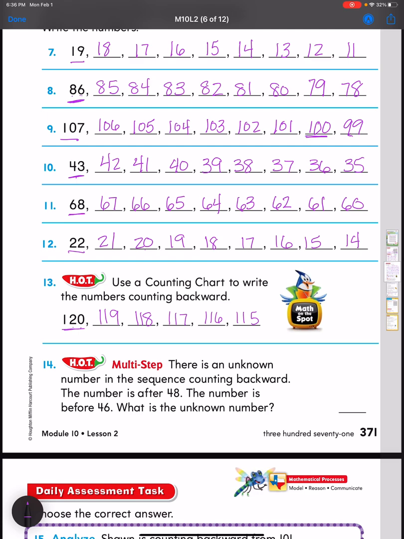All right. Number 14. There is an unknown number in the sequence counting backward. The number is after 48. The number is before 46. What is our unknown number? So we have a mystery number. All right. It says the number is after 48. So my number is 48. This number is going to be after it.